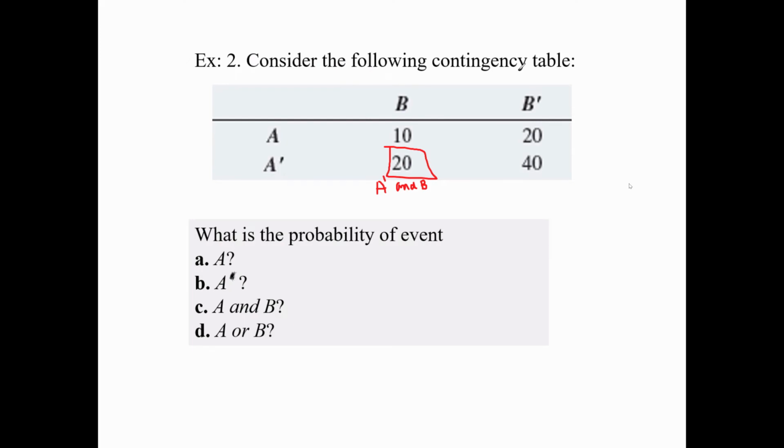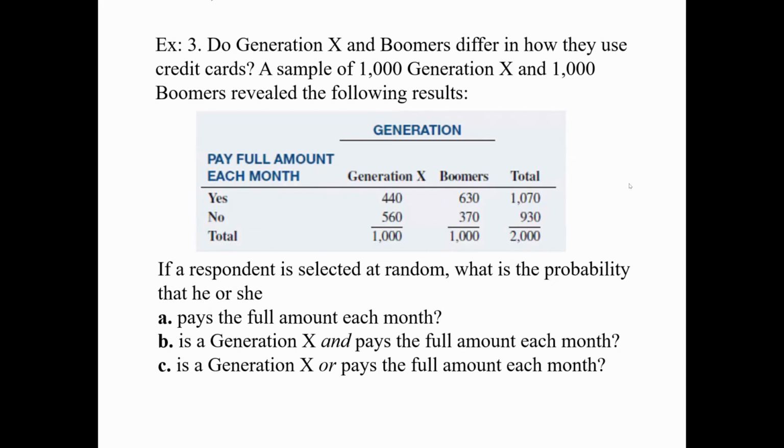And normally in the exam, you might be asked, because this is based on the table data. So these types of probabilities are important, how to calculate. Now let us look at this example here. So here we are talking about generation X and boomers, where there are two different events. One is generation X and we are having boomers.